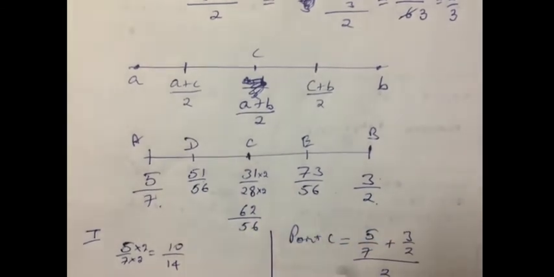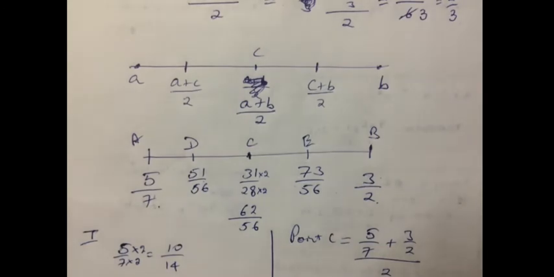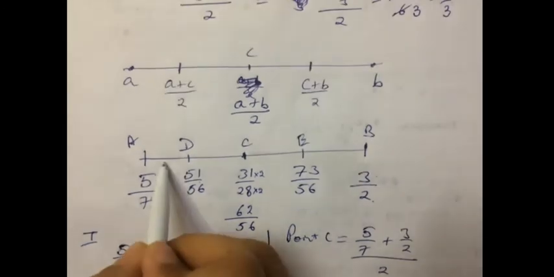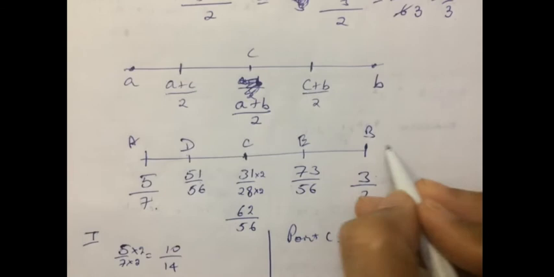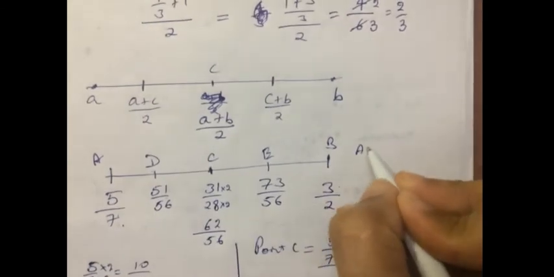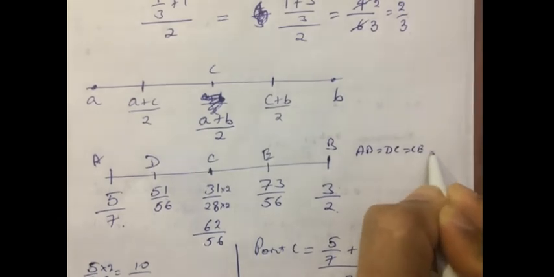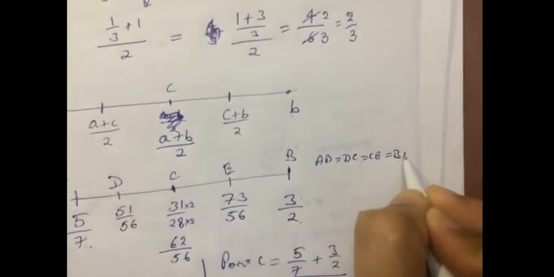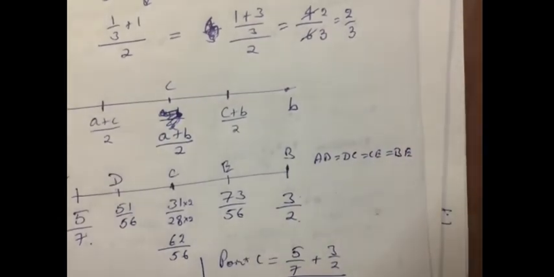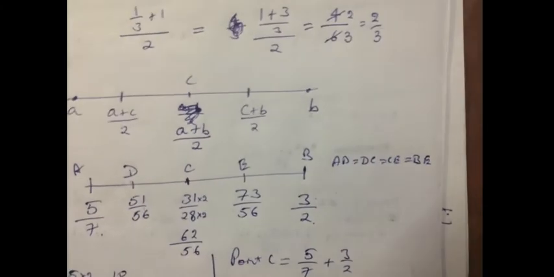So these are three numbers in between 5 by 7 and 3 by 2, which are equidistant. AD is equals to DC equals to CE equals to BE. All these portions are equal.